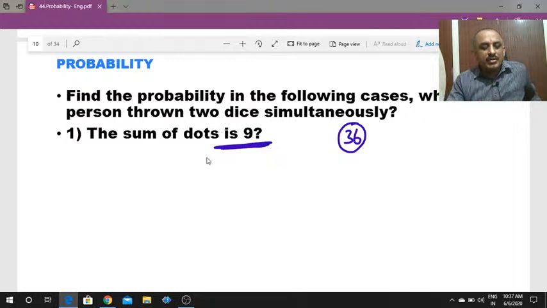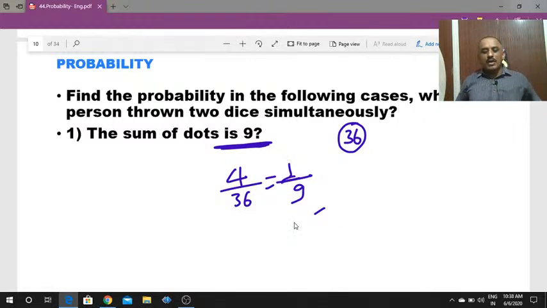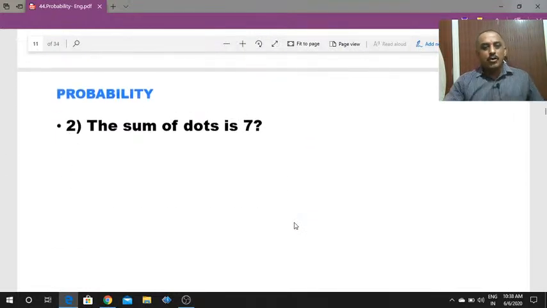If the sum of dots is 9, how many possible outcomes are there? 13 minus 9 is 4. So if the sum of dots is 9, we have 4 possible outcomes. So 4 by the total possible outcomes, 36. 4 by 36. 4 ones are 4, 4 nines are 36. Therefore your answer is 1 by 9.